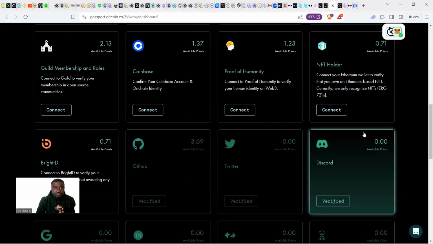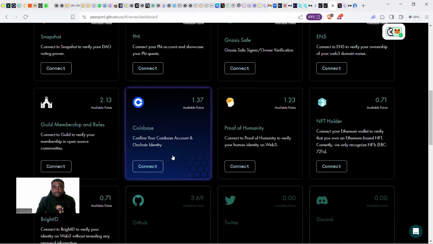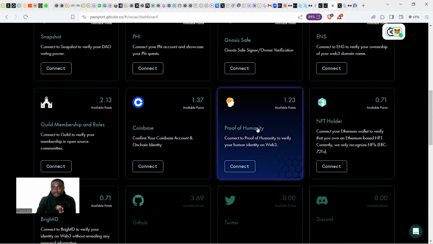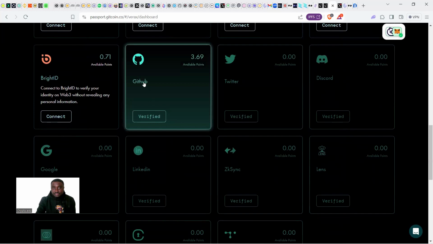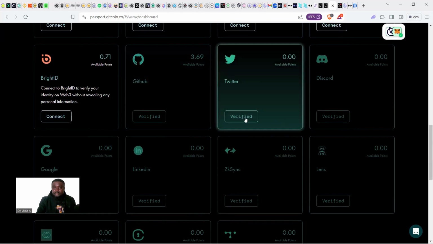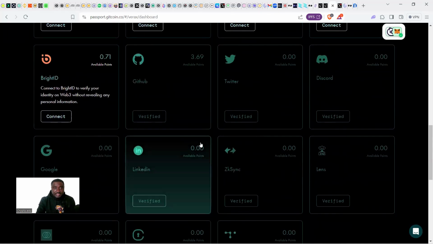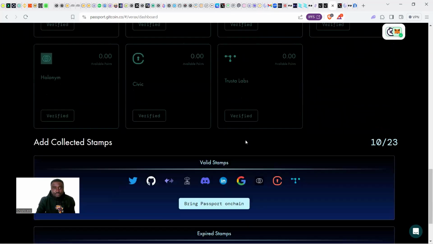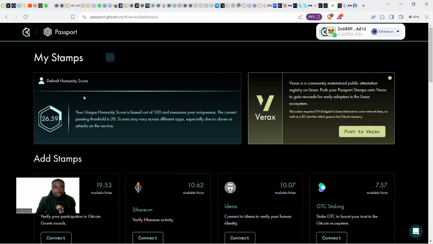Okay, you need to fulfill some of these conditions. For instance, here you need to confirm if you have a Coinbase account, and you can get some 1.3 points. If you have a GitHub account, you can get some points. If you have a Twitter account, you can get some points. If you have a Discord account, you can also get some points as well. So there are a couple of tasks you just complete here, and then you get your proof of humanity score above 20, for you to be on the safer side on these airdrops.